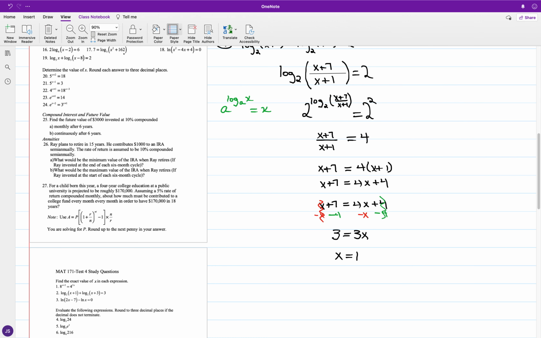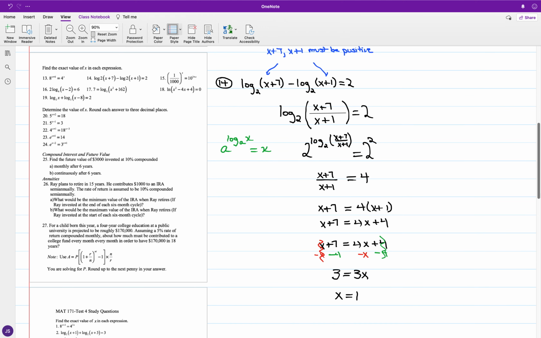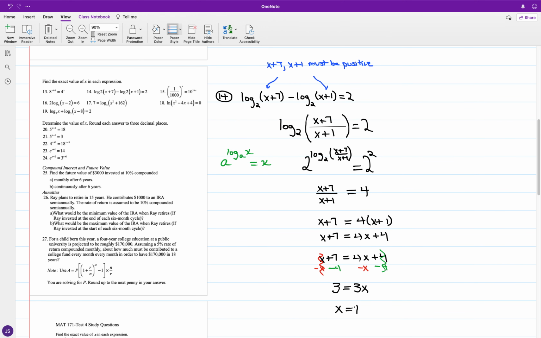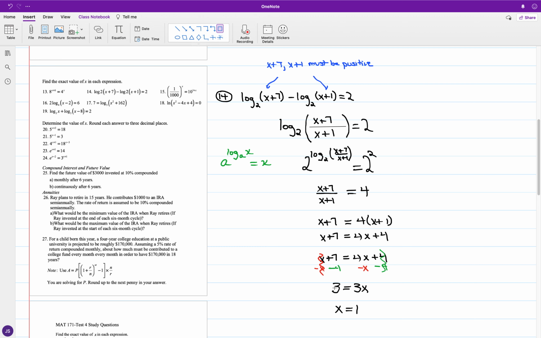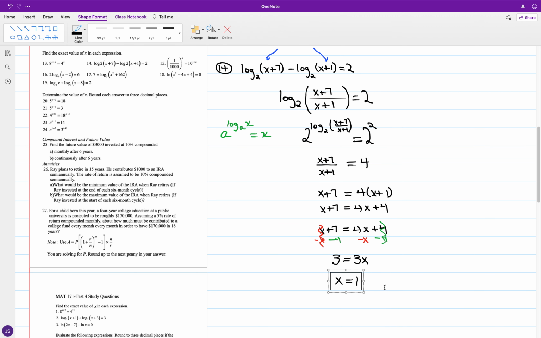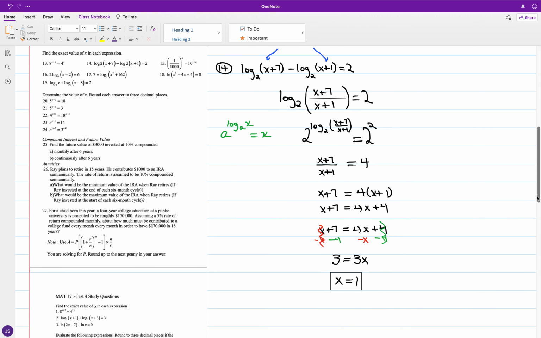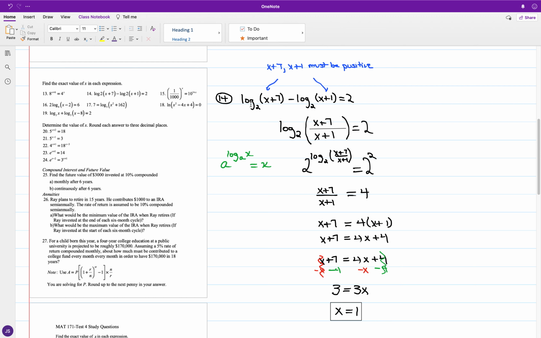Now let's see if the restrictions are satisfied. 1 plus 7 is 8, that is positive. 1 plus 1 is 2, that is positive. On the basis that the algebraic expressions and operations are performed correctly, 1 satisfies these restrictions, and so 1 is going to be the solution.